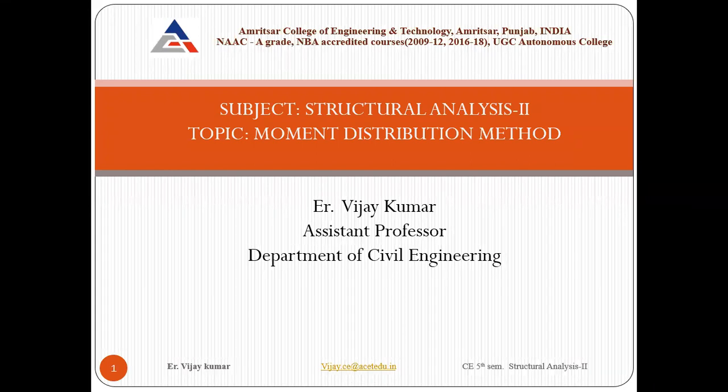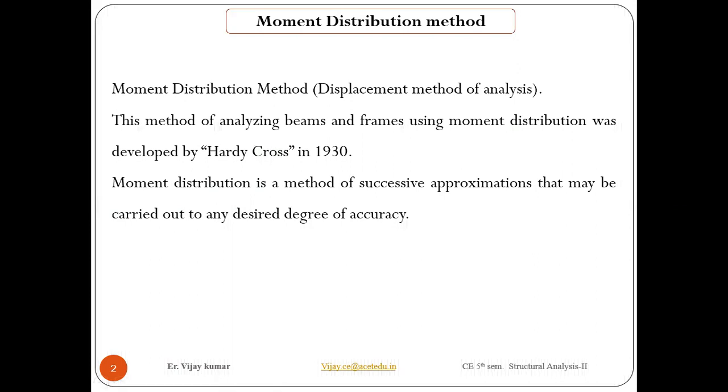There are distribution factor and all that stuff. So let's see what that means. The moment distribution method is a type of displacement method of analysis. In this method of analyzing beams and frames using moment distribution, basically we are distributing the moment, meaning there is some moment at a point and we are distributing that moment to some other joints, or you can say points.